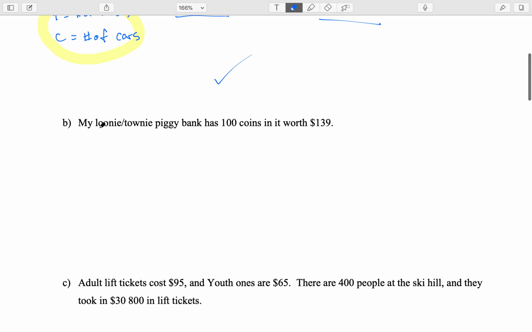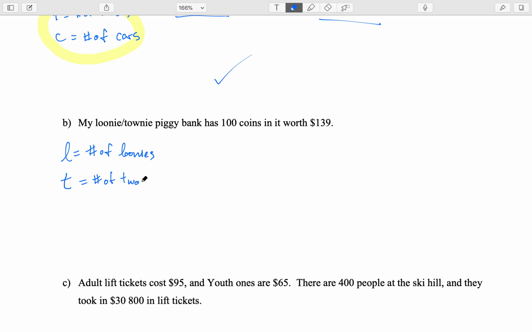How about this? A piggy bank. It's a loonie and a toonie piggy bank. It has 100 coins in it, and it's worth 139 bucks. Well, what are the two things we're dealing with? Loonies and toonies. So I'm going to say L is equal to the number of loonies, and T is the number of toonies. If you're going to use a T, a script T like this is a better idea, because that T kind of looks like a plus. I have terrible handwriting for this.